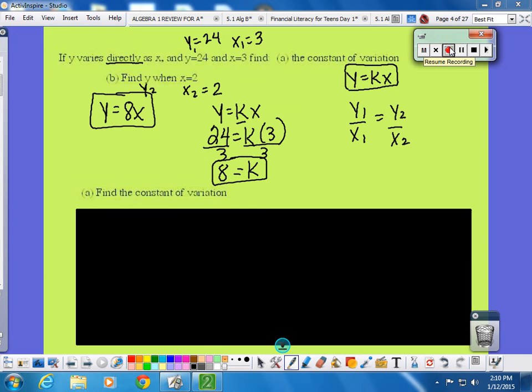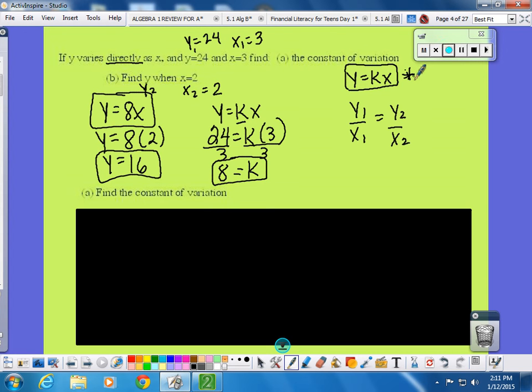Now that we know what k is, the B part says use that and find y when x is 2. So let's plug in what we know. We're looking for y. We just found out what k is, and x is 2. If k is 8 and x is 2, what's y, guys? 8 times 2? 16. That is solving this problem using the equation for direct variation.